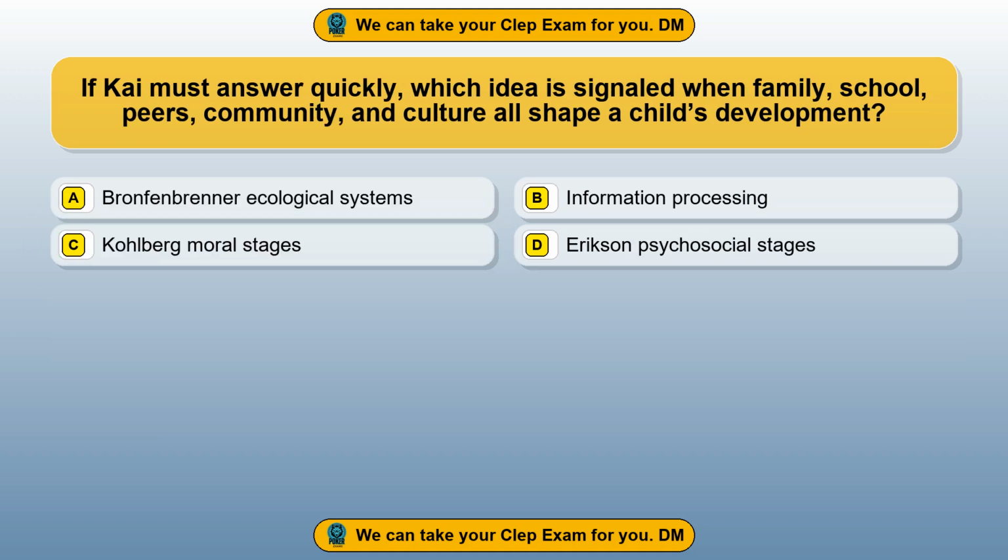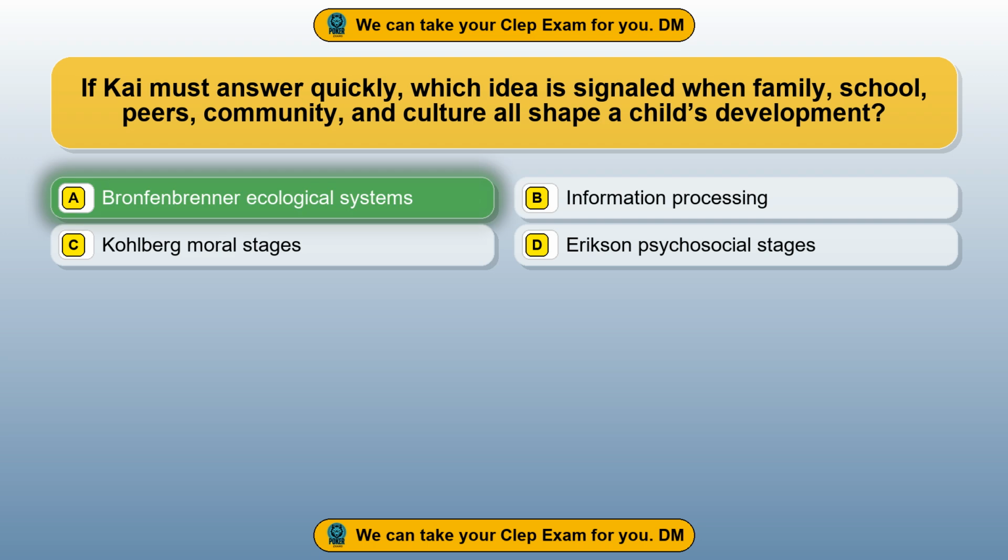Question 83. If Kai must answer quickly, which idea is signaled when family, school, peers, community, and culture all shape a child's development? Option A, Bronfenbrenner ecological systems. Option B, information processing. Option C, Kohlberg moral stages. Option D, Erikson psychosocial stages. The correct answer is option A, Bronfenbrenner ecological systems.